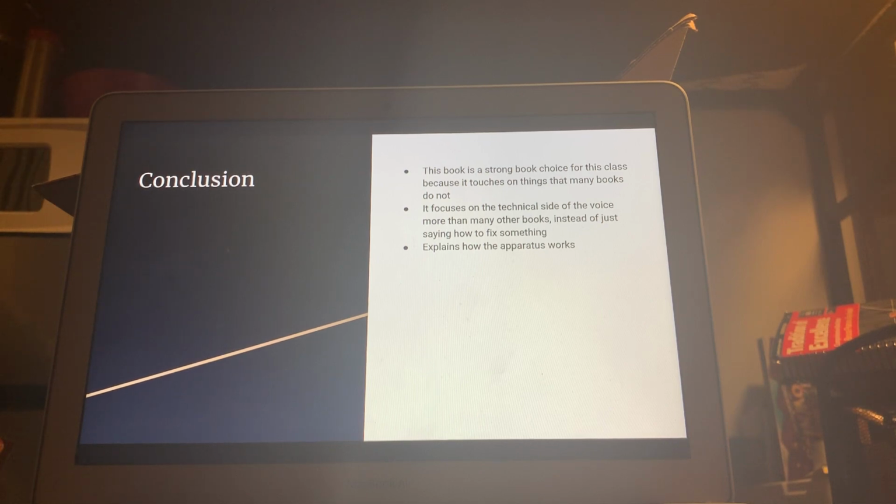It explains how the apparatus works, like the vocal folds and the larynx, and how the vowels and the air transmit the sound. So it really talks about how the voice works and how to fix it, instead of just saying, all right, fix it. It's very good at teaching the voice and how it works.